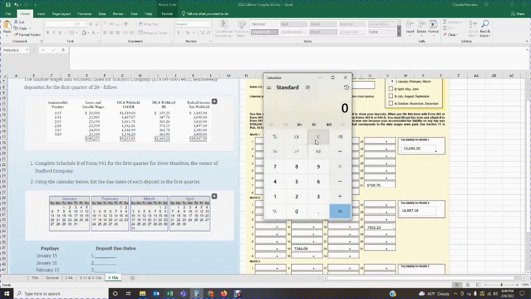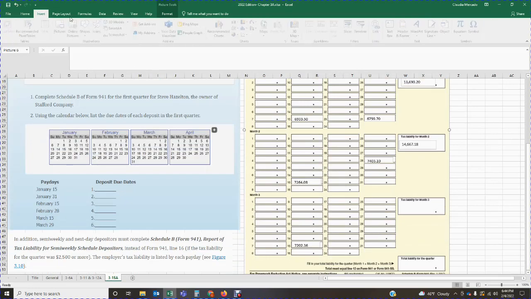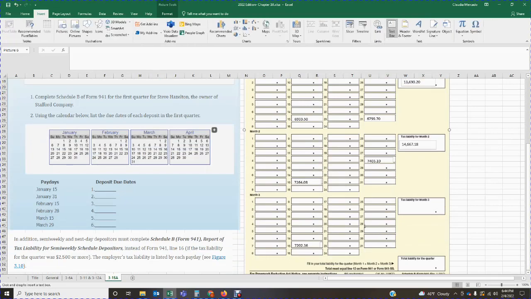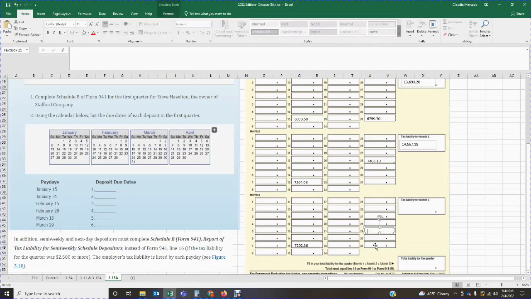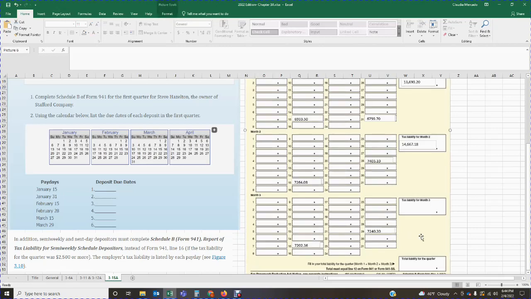Okay. For March the 29th, we've got 1556.20 for OASDI. We're going to double that. One for the employee, one for the employer. 363.95 HI. We're going to double that. And then $34.00 for the federal income tax. That's going to give me 7240.30. That number goes on March the 29th. Okay. So let's look for March the 29th. Right here. Okay. So we're going to go ahead and enter 7240.30. Okay.